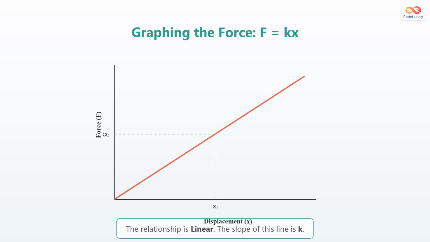If we graph force on the vertical axis and displacement on the horizontal axis, we get a straight line passing through the origin. This confirms the linear relationship. The slope of this line is equal to the spring constant, K. Notice that as X increases, the force F increases proportionally.